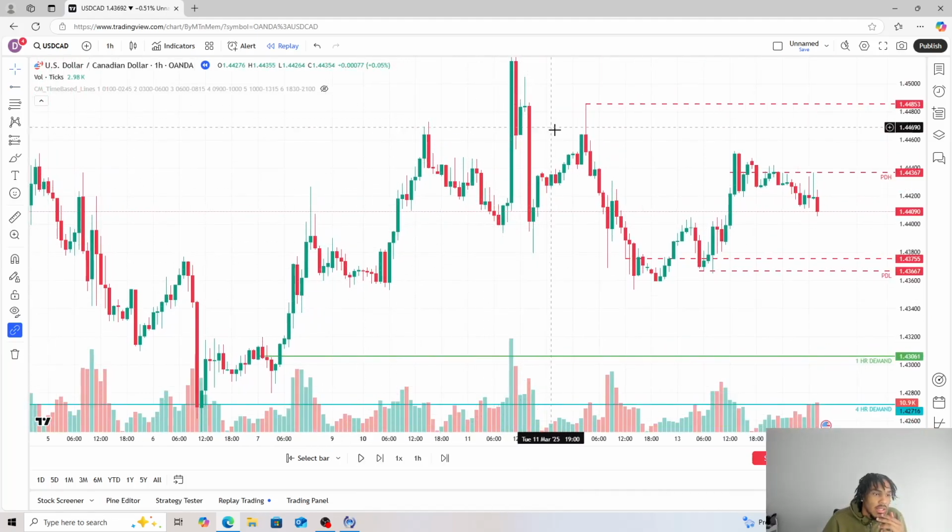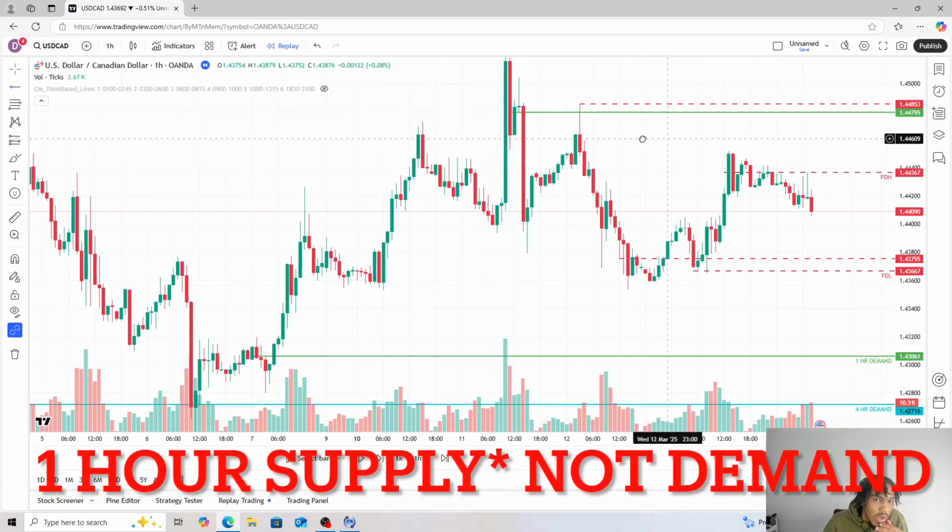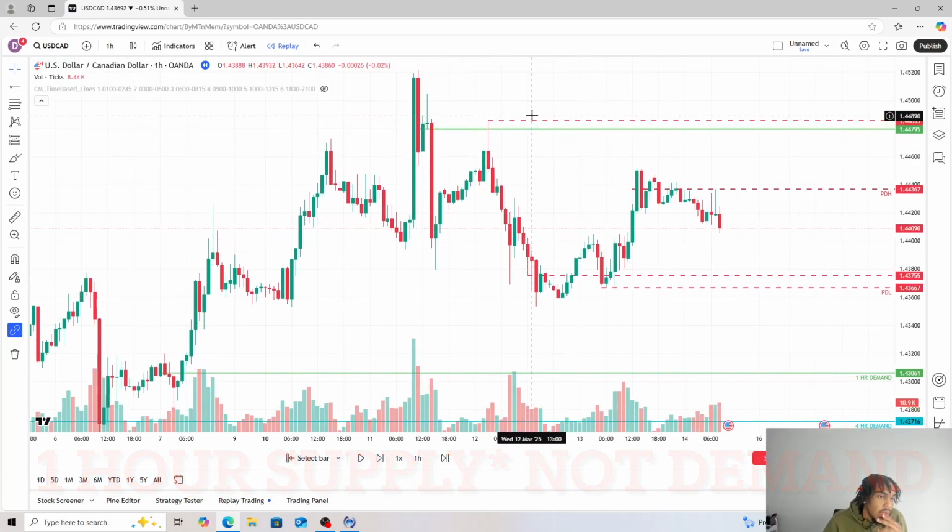Had this big move up. As y'all can see right here, bingo. This is a clear indication that we want to sell off. We got a 1 hour demand in confluence with a previous day high. Y'all see we had this 1 hour demand.